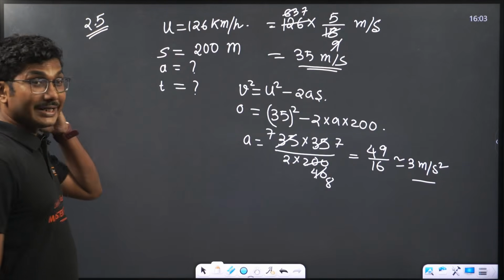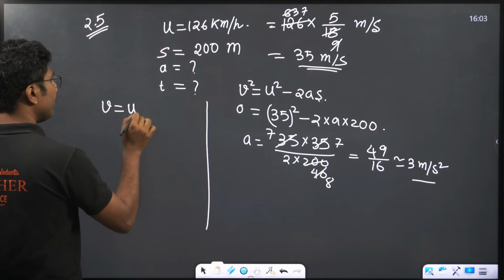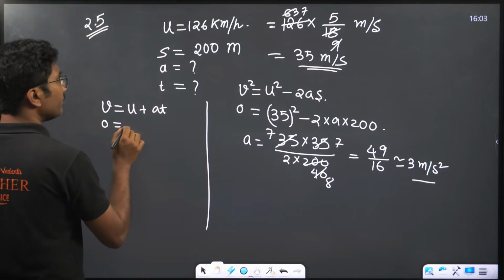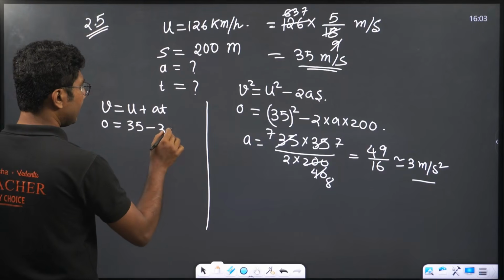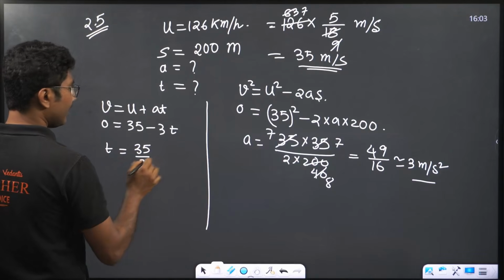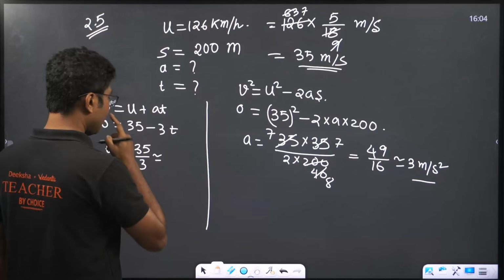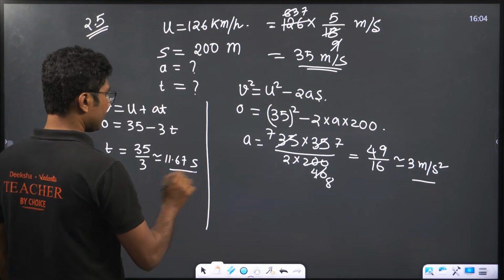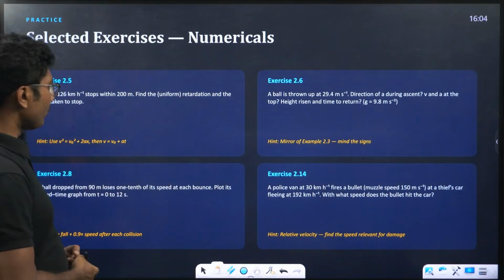Now what about the time? To calculate time, we will use v equals u plus at. Obviously a is negative. 0 equals 35 minus 3t, or t is equal to 35 by 3, which will be approximately 11.67 seconds. Okay, 11.67 seconds.